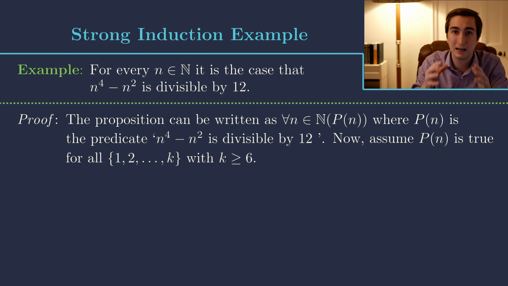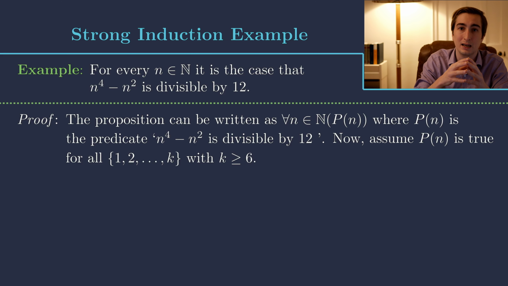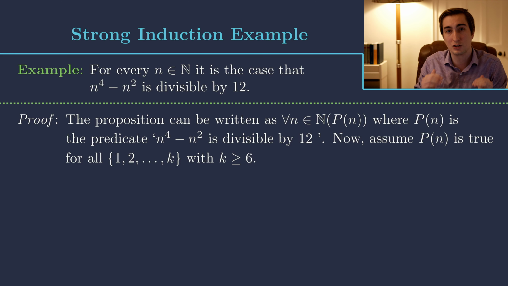This proof relies on the fact that k is greater than or equal to 6. And because it relies on that, we will also have to show at the end that p of n is true for 1, 2, 3, 4, 5, and 6 in order to complete our full argument.